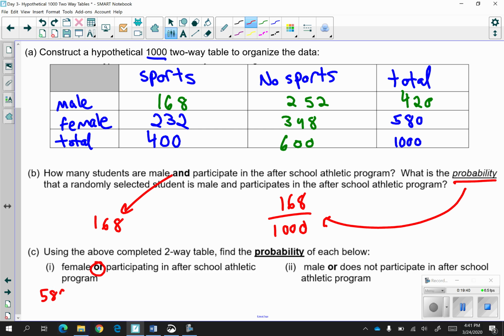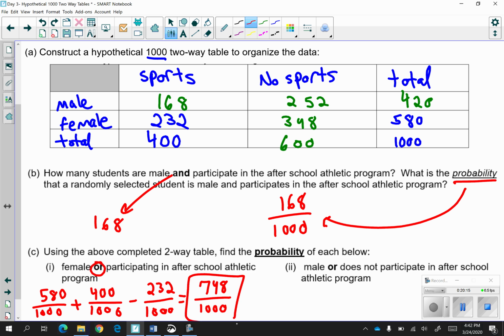There are 580 out of 1,000 females. There are 580 females out of 1,000 people total. There are 400 people who participate in sports out of the 1,000. There are 232 who are female and like the sports. So overall, there are 748 students who are female or are participating in sports.